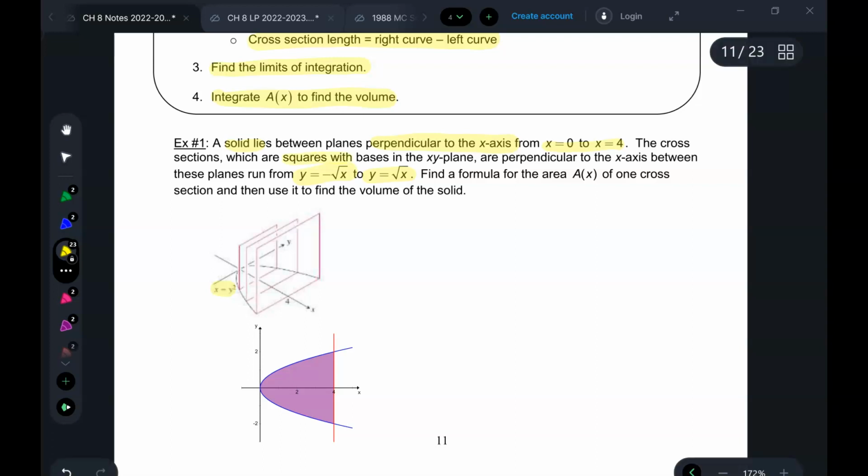And we're going to do squares with bases in the xy plane. That's important. Sometimes they'll give you a square with the diagonal in the xy plane, and then that will change the way we evaluate it. So let's find a formula for the area of one cross section, and then we'll use that to find the volume. So let's do cross section length first.